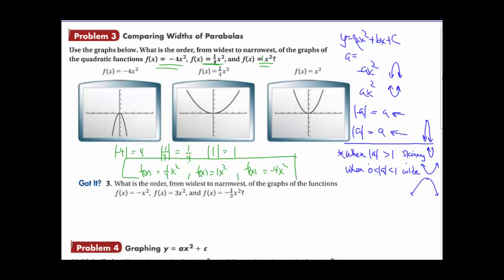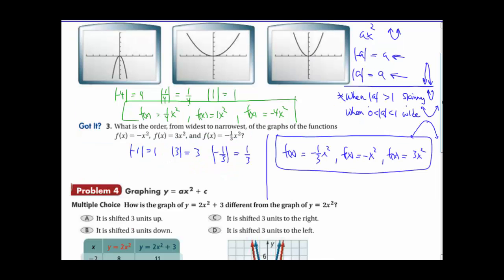Go ahead and pause. I want you to label the 3 functions from widest to narrowest, and then check your answers when you get back. Go. All right, welcome back.